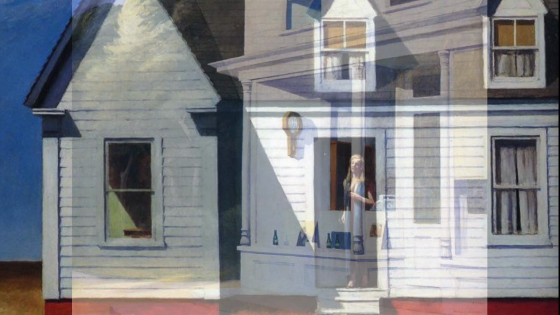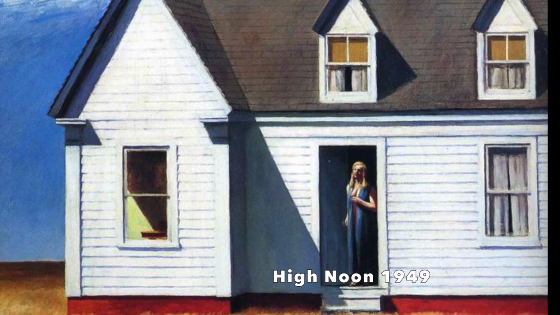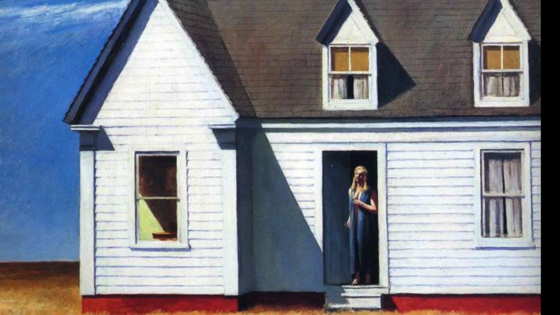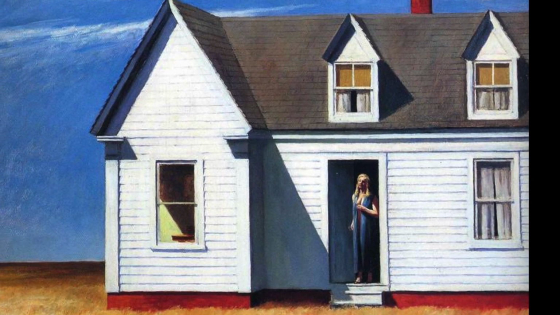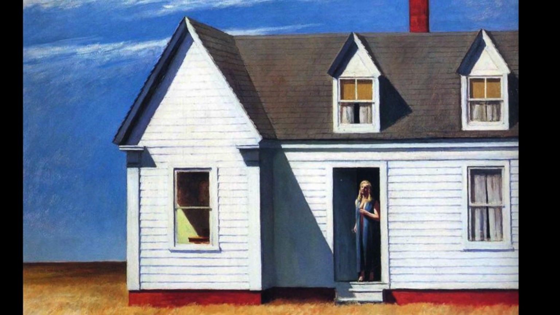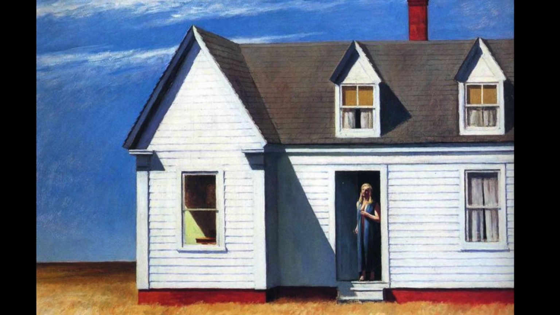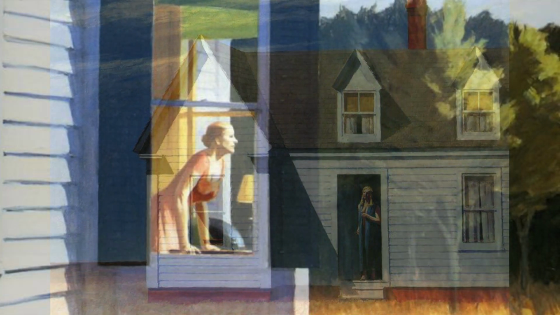Towards the end of his career, the surrealism that I mentioned earlier really becomes apparent. When we look at High Noon from 1949, we have a house that would be a very typical thing for him to paint, and we have a woman standing in the doorway, but the house is located on this very, very dreamlike plain where there isn't anything really else around it whatsoever.